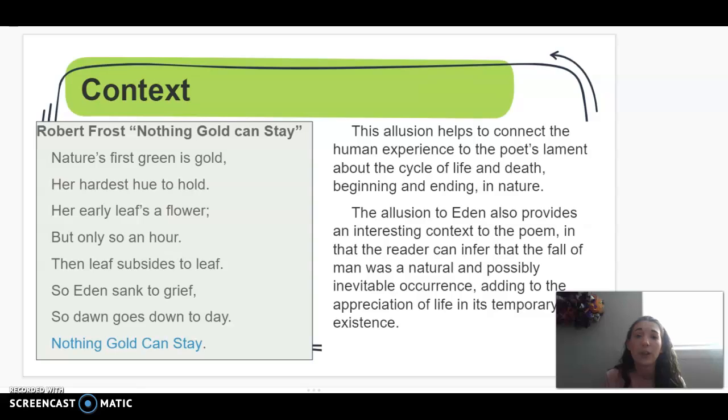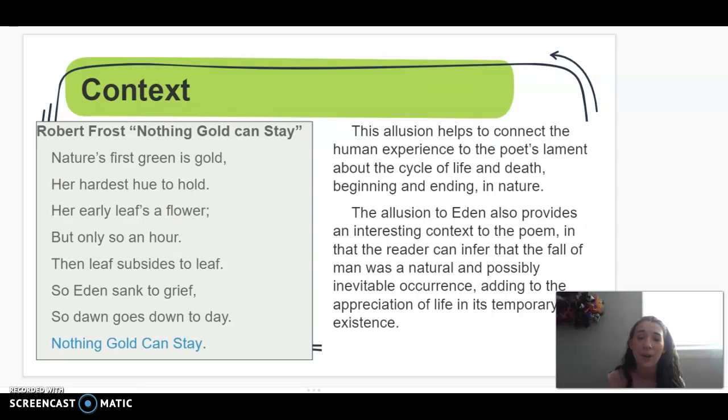Context. So, let's talk about Robert Frost, Nothing Gold Can Stay. I'm sure that you've heard this poem before. This allusion helps to connect the human experience to the poet's lament about the cycle of life and death, beginning and end in nature.